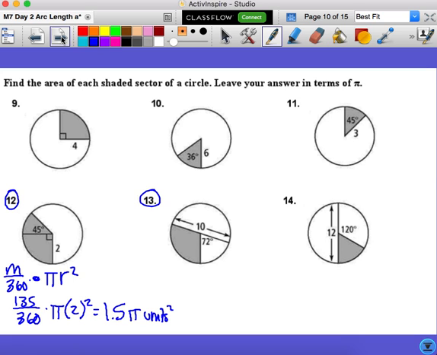For the next one, we know that we've got 72 degrees here and that diameter drawn for us. So we've got 108 degrees here by subtracting from 180. So 108 out of 360 times pi times 5 squared. In this case, it does specify that we have to leave this in terms of pi, so make sure you're doing that. We end up with 7.5 pi units squared. Go ahead and try the remaining questions on your own, and then come back to check your answer.